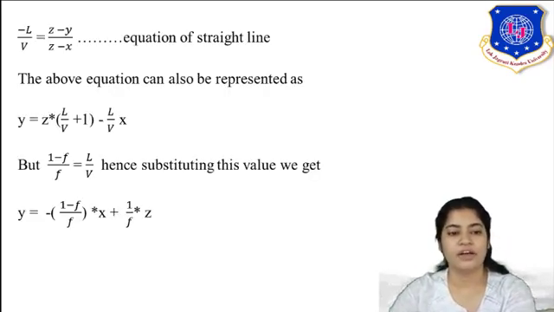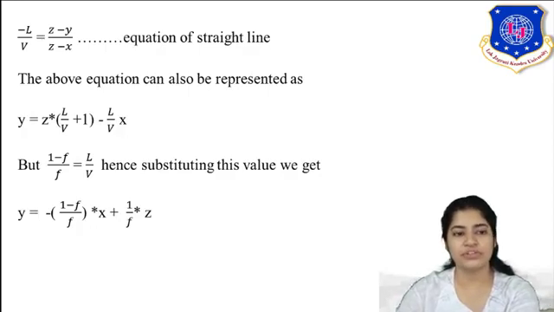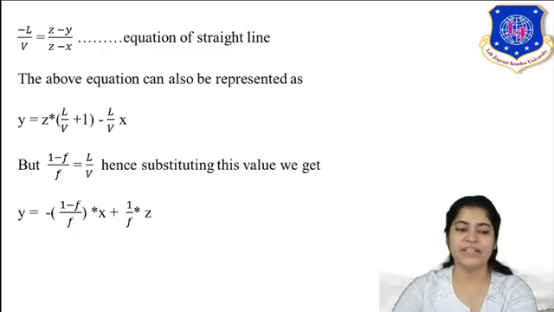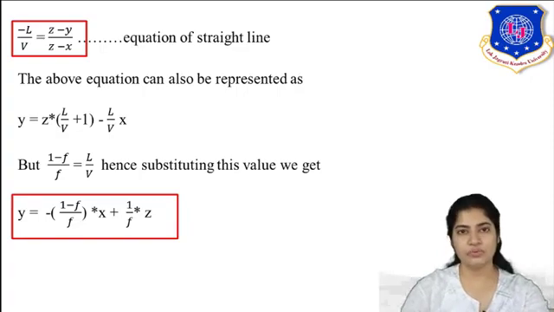Now the equation of straight line was minus L by V is equal to (Z minus Y) upon (Z minus X). So I am changing my equation, writing it in the form of Y. So what I will get? Y is equal to Z into (L by V plus 1) minus (L by V) times X. Now I am substituting minus 1 upon F in place of L by V. So what I will get? I will get this equation. Both these equations are your equations of operating line, the straight line operating line of flash distillation.